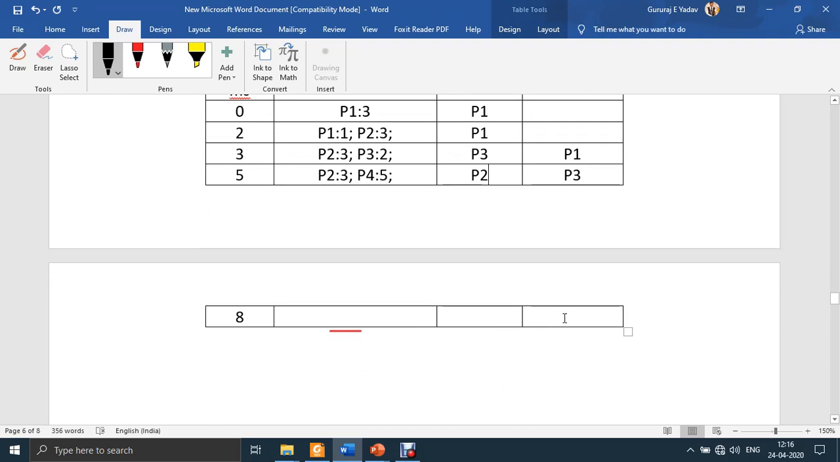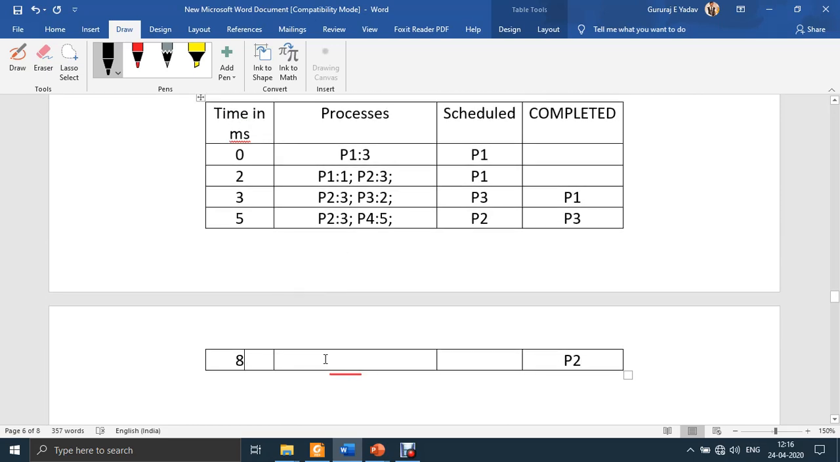Which is the process that completed? P2. P2 completes at time interval 8. So now at time interval 8, which are the processes that are present? Since P2 is completed, only P4 is left. So the process present in the system which is ready to execute at time interval 8 is P4. It requires 5 milliseconds to complete.